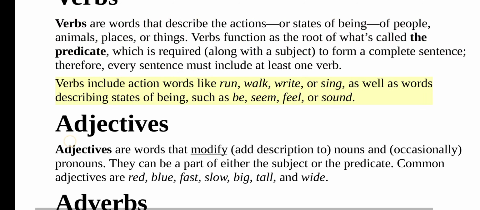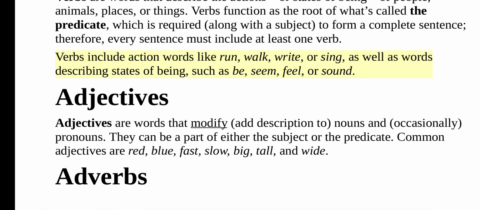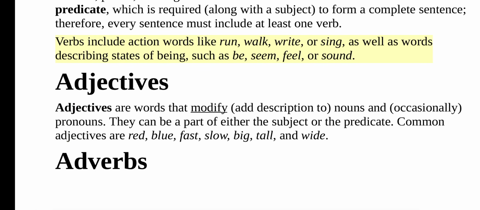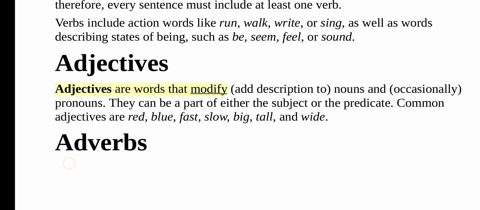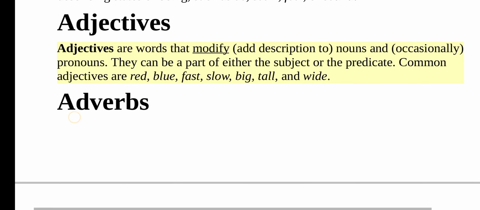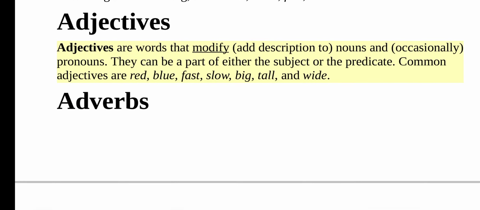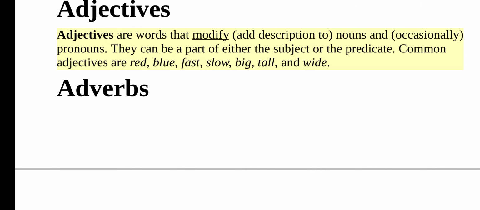Verbs include action words like run, walk, write, or sing, as well as words describing states of being such as be, seem, feel, or sound. Adjectives. Adjectives are words that modify, or add description to, nouns and occasionally pronouns. They can be a part of either the subject or the predicate. Common adjectives are red, blue, fast, slow, big, tall, and wide.